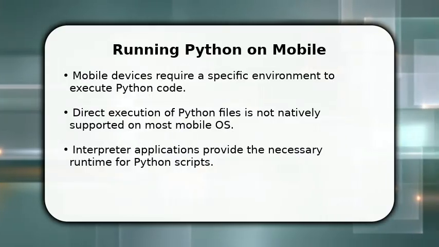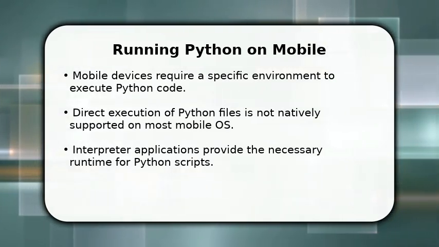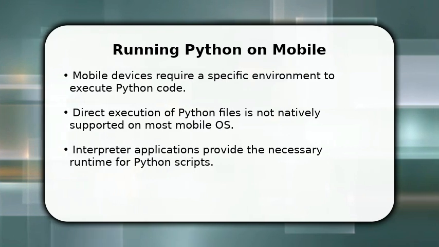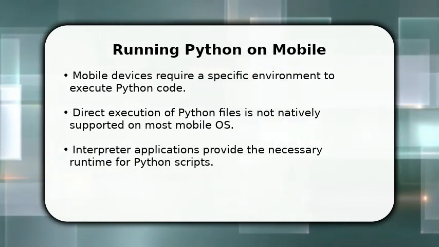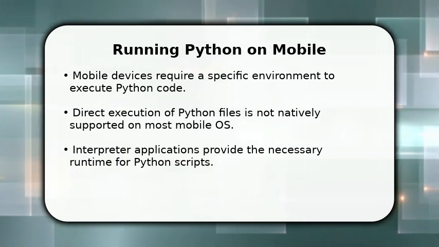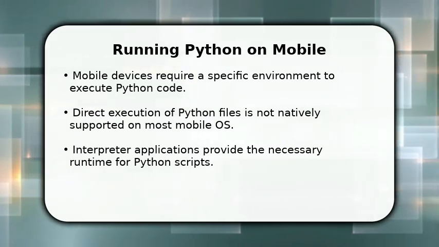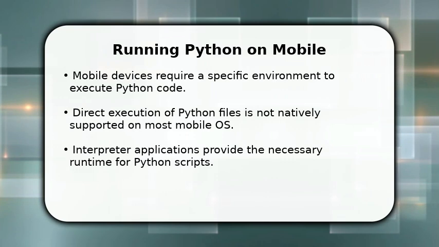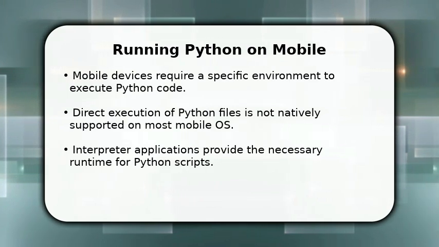In this video, I will explain how to run file handling programs in Python on mobile. First, you'll need to install a suitable Python interpreter application from your device's App Store. These apps create an environment where your Python scripts can execute, allowing you to write, edit, and run code directly on your phone or tablet. This is the primary method for mobile Python development.